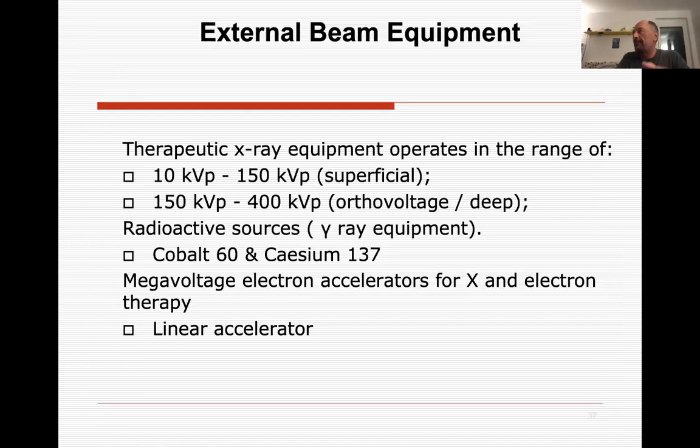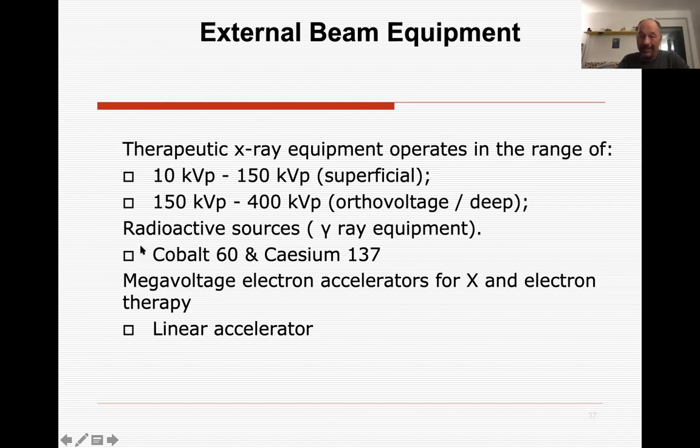Now, what is the equipment for this treatment, for the beam delivery now? Let's go to the beam delivery. So you have different kinds of X-rays. 10 kilovolt peak to 150 kilovolt peak is called superficial. Up to 400 kilovolt peak is called orthovoltage. Then you have radioactive source, essentially cobalt, also cesium, the so-called gamma ray therapy. And then you have megavoltage.